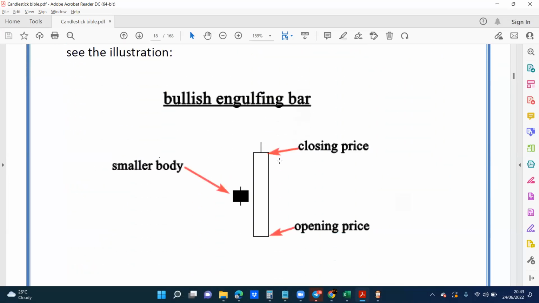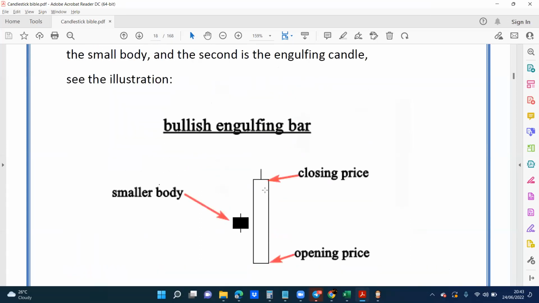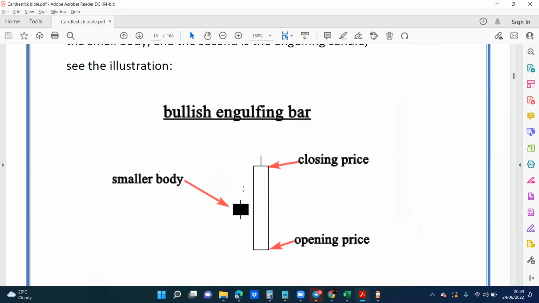So the opposite is also true, a bullish engulfing candle, where the bullish candle is much, much bigger than the bearish candle. And just like the bearish candle, it is an indication to buy. The bullish engulfing bar or bullish engulfing candle is an indication to buy.